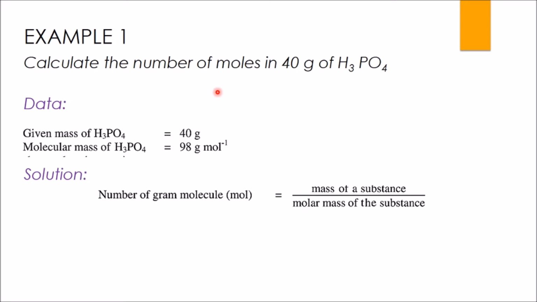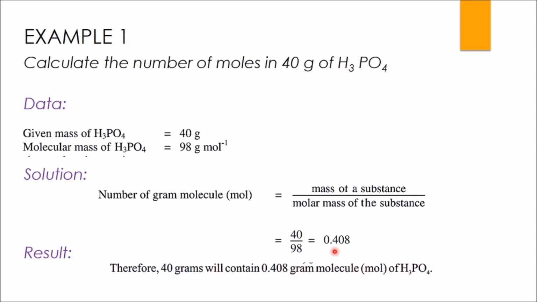We know that the formula of moles is mass of a substance divided by molar mass of the substance. So the mass is 40 grams, the molar mass is 98 grams. We put the values and we get 0.408, which is the number of moles of H3PO4. We are going to write the result in the end because that has marks, and we have 40 grams equal to 0.408 gram molecules of H3PO4.